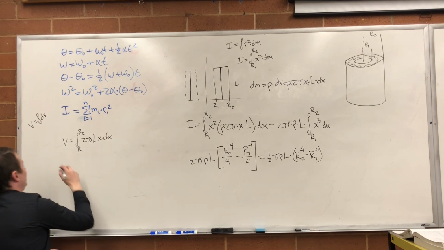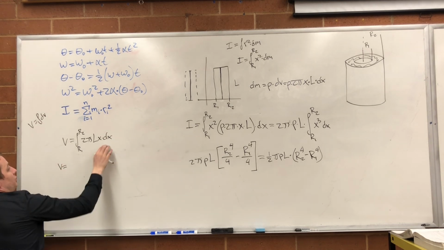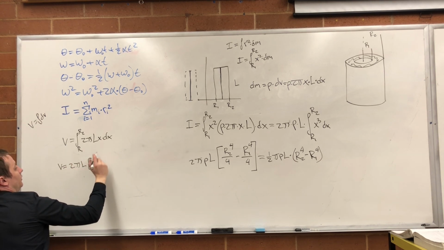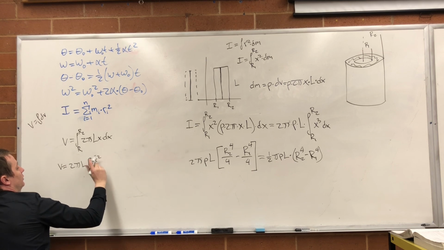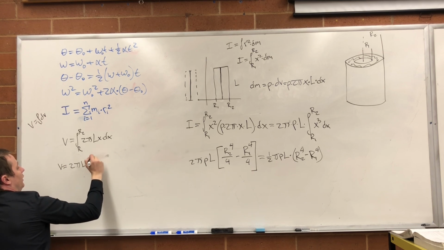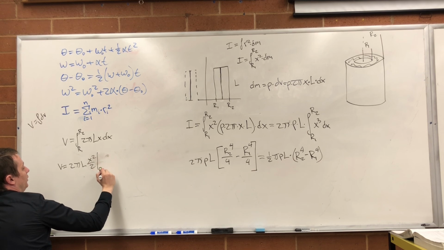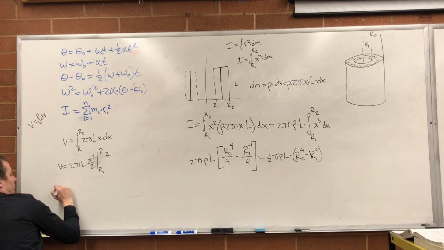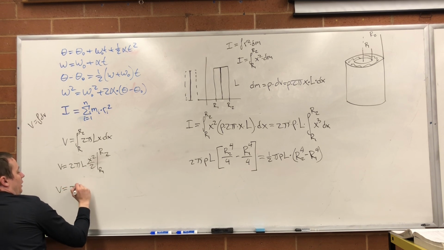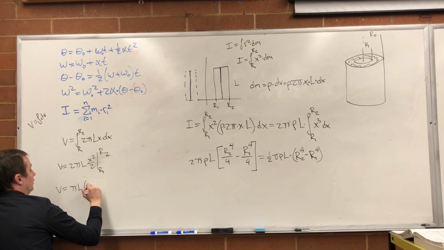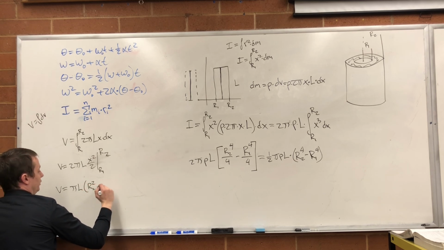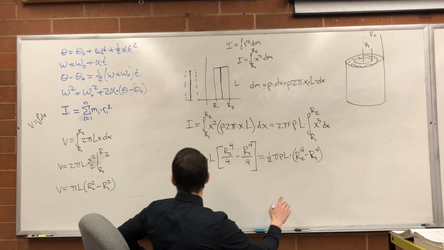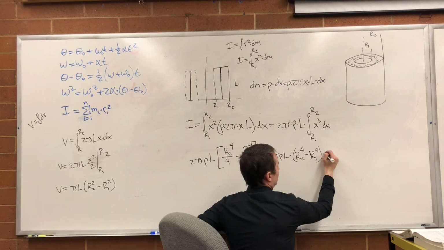So when I integrate that, then I get V is equal to, we'll pull the 2 pi L out, and we're going to have x squared over 2, evaluated from r1 to r2. 2 cancels out with 2, so V is equal to pi L times r2 squared minus r1 squared. Good? Now notice over here, now we have a pi, let me factor this out real quick and then you'll see it.